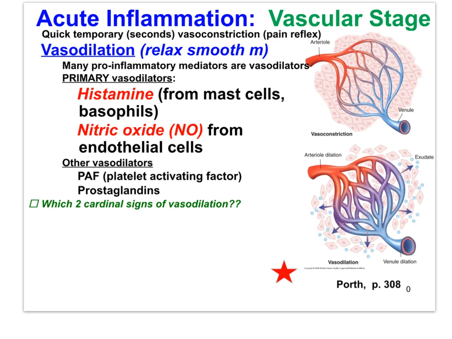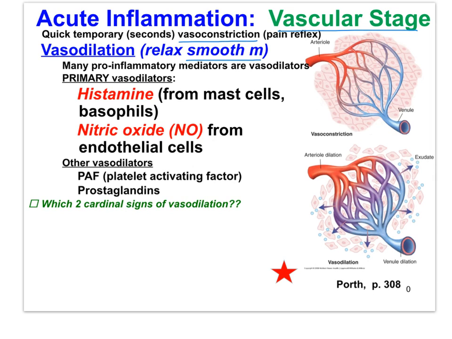So we'll begin with the vascular stage of inflammation. Remember that this happens very quickly. Initially, we undergo vasoconstriction. That is part of the response of the vessel to pain. That is part of the hemostasis or clotting activity that we'll focus on in a different lecture. But very quickly after that, the smooth muscle in the blood vessel wall is relaxed and the vessel will dilate.